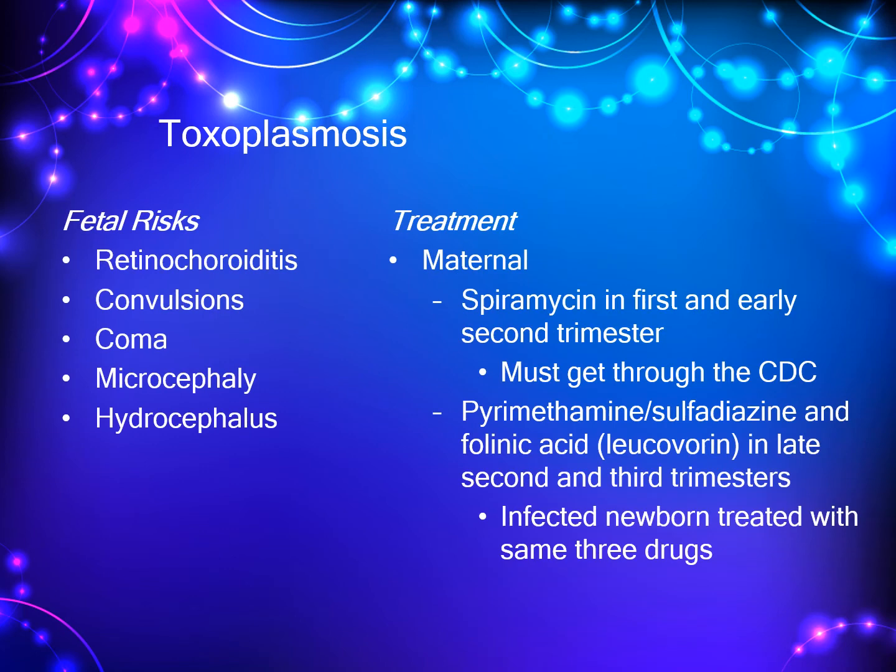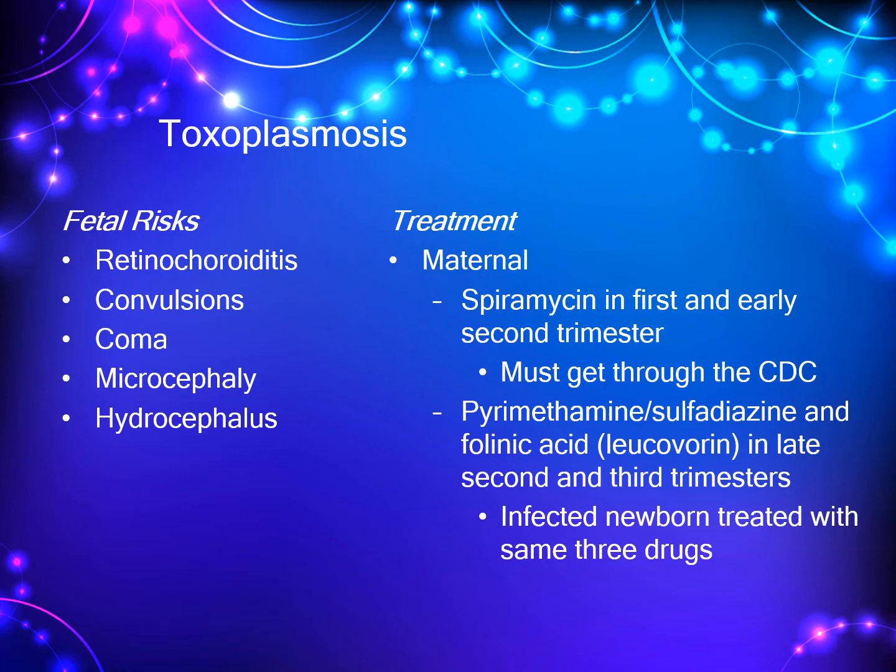Okay. Fetal risks of toxoplasmosis: retinochoroiditis, which is an inflammation of the retina and the choroid of the eye. If there's a severe infection, they can die soon after birth. Survivors may be blind, deaf, and have severe intellectual disabilities. Other risks include convulsions, coma, microcephaly, and hydrocephalus.